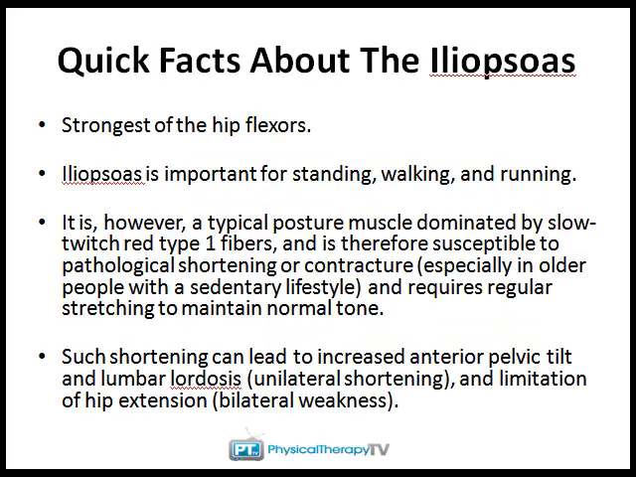Okay, so I wanted to share with you some quick facts about the iliopsoas. It's the strongest of your hip flexors. The iliopsoas is important for standing, walking, and running. It is a typical posture muscle which is dominated by slow twitch red type 1 fibers, and it's therefore very susceptible to pathological shortening or contracture, like I alluded to before in the previous slide.